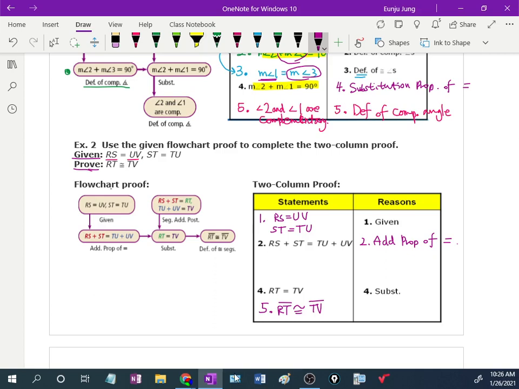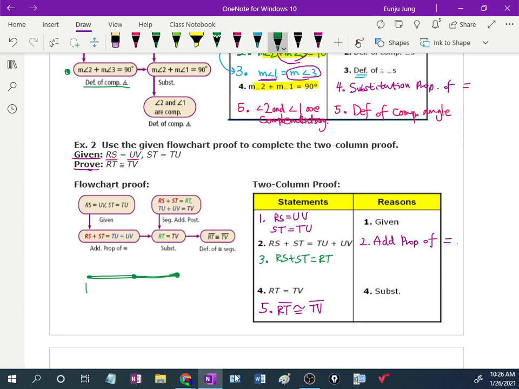Here's a hint: I need to use that part. So let's use that part, number 3. RS plus ST equals RT. What does that mean? I'll show you in a drawing. Here's R, here's S, here's T. I have 3 points in one segment, so they are collinear. Co means sharing, linear means line.